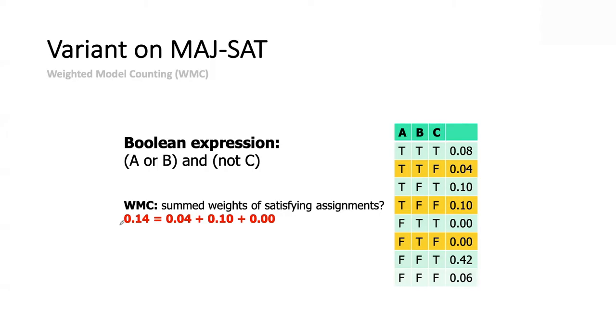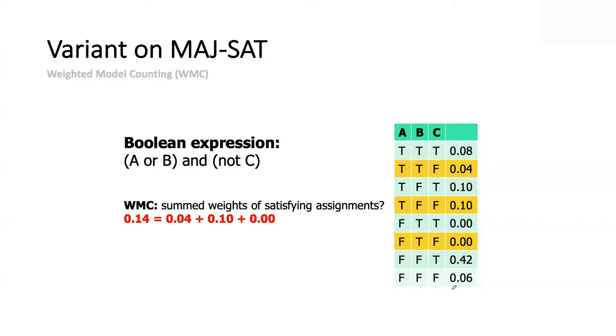But the question that you're probably asking is, where do I get these weights from? Or even more fundamentally, how do I specify these, right? So now the input is not just a Boolean formula. The input is a Boolean formula and weights, and there's an exponential number of these. Are you telling me that I'm going to give you a Boolean formula and an exponential number of weights? No. Weights are specified typically in the following fashion.